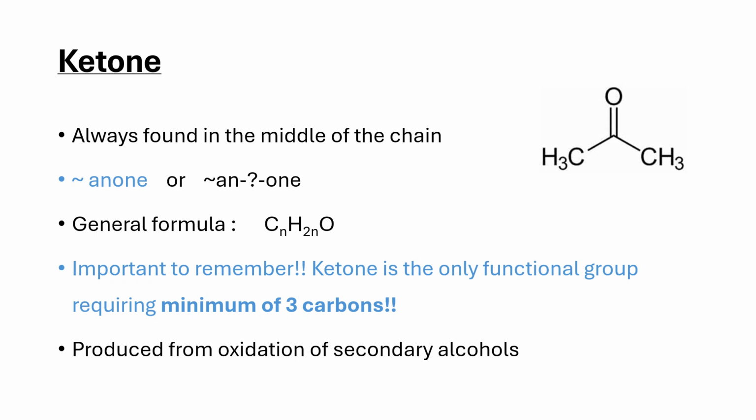Now, having the structure of ketone showing a carbonyl group, it must be accompanied by 2 other carbons, one on each side. So this is the critical point for the ketone. This is the only functional group requiring a minimum of 3 carbons. So you can't have methanone or ethanone. It is just impossible, and the smallest ketone will be propanone, having 3 carbons. This is known as acetone. You might have heard of this from nail polish remover, and ketone is usually produced from the oxidation of secondary alcohols. Let's get into the business.